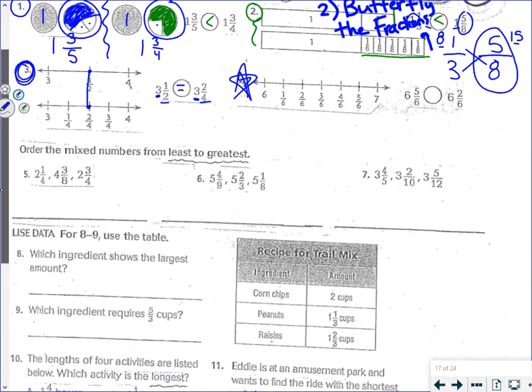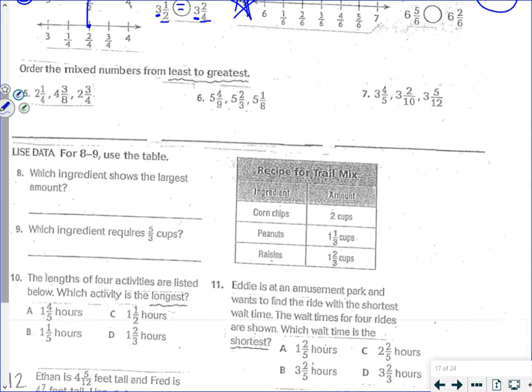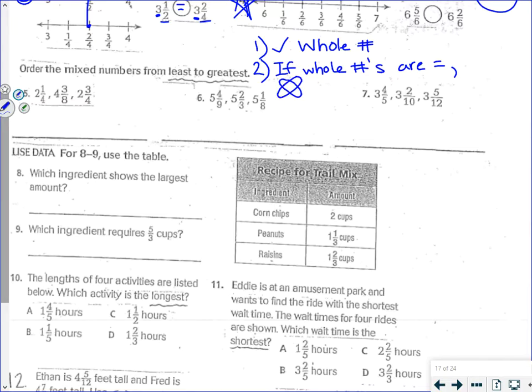This is where our butterfly method is going to come in handy. Step 1, check the whole number. Step 2, if the whole numbers are equal, butterfly the fraction.